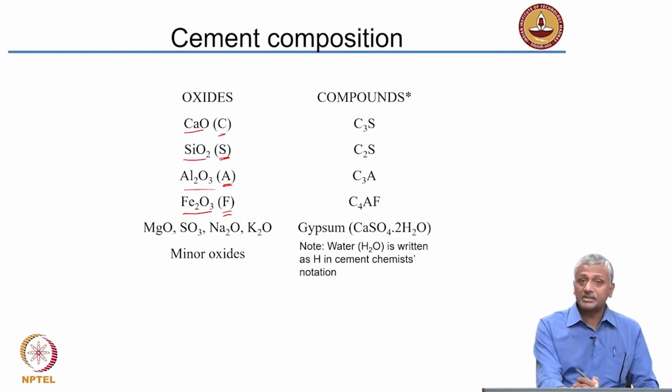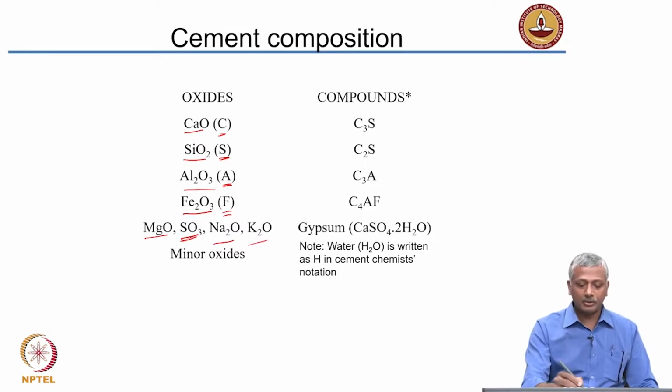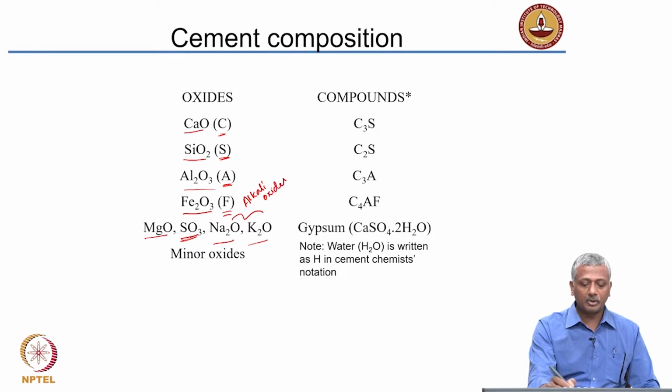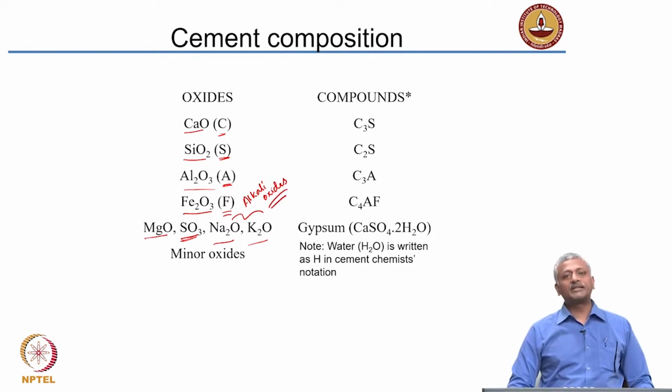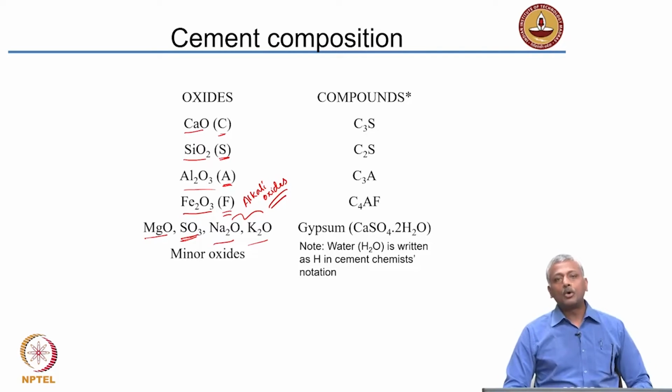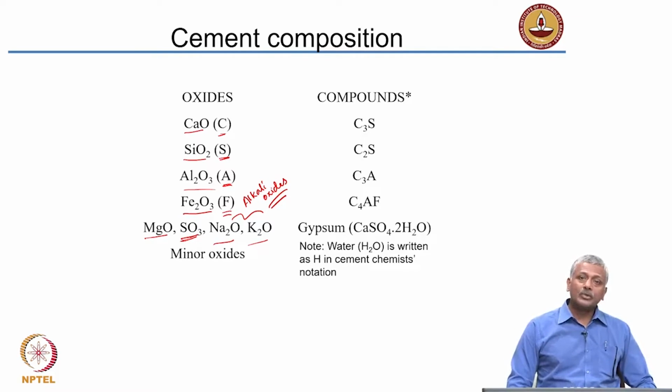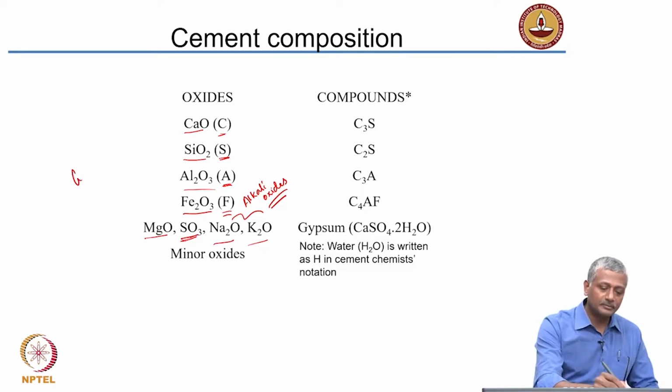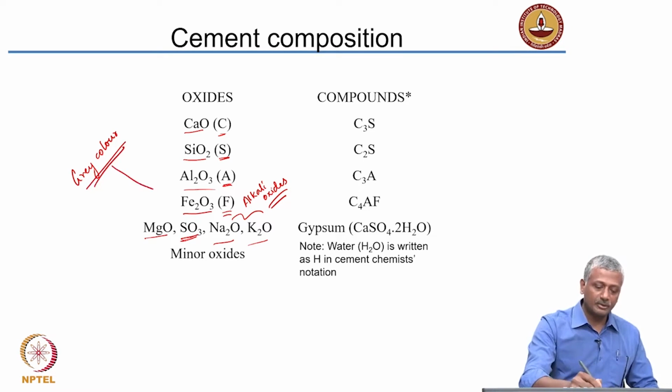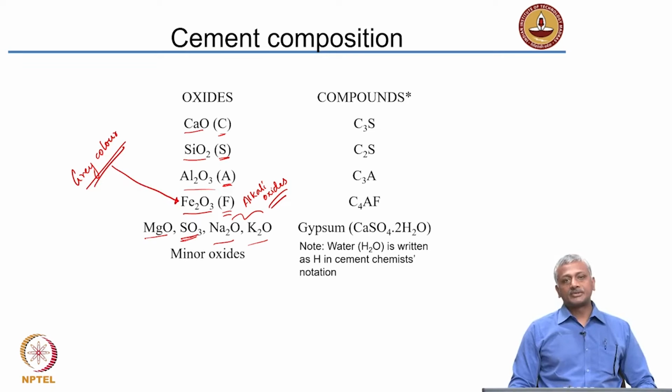There are also other oxides present depending upon the raw materials that you are using, like magnesium oxide, sulfur trioxide, sodium and potassium oxides. Sodium and potassium are called alkali oxides. Then you may also have other minor oxides which do not really have a bearing on how well the cement actually works. Now, you have all seen that cement appears grey in color. And why is that grey color? Obviously, it is because of iron oxide that is getting produced in the cement and the kind of atmosphere that you have inside. It is called reducing atmosphere.